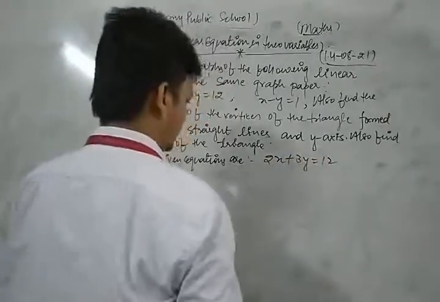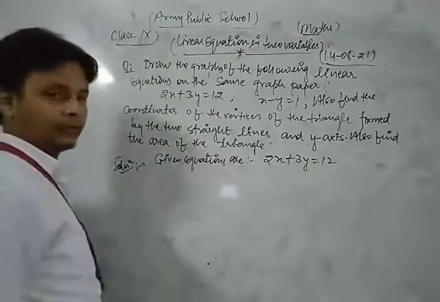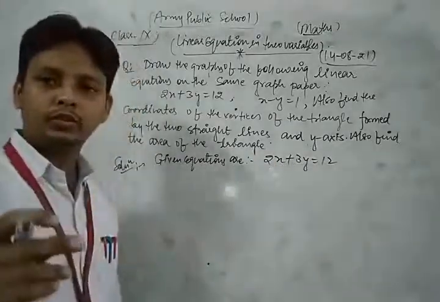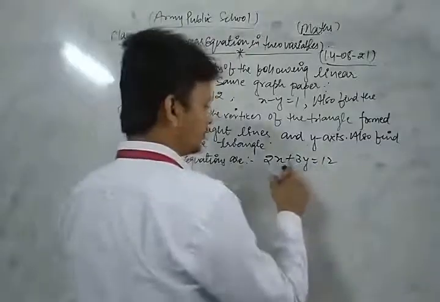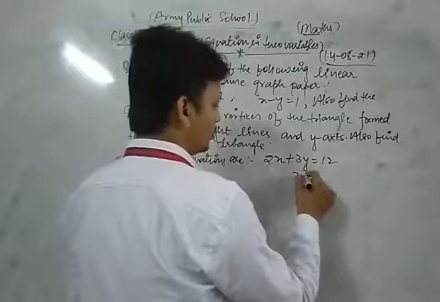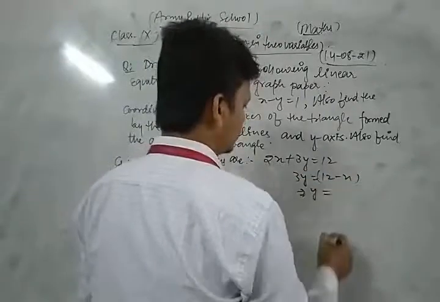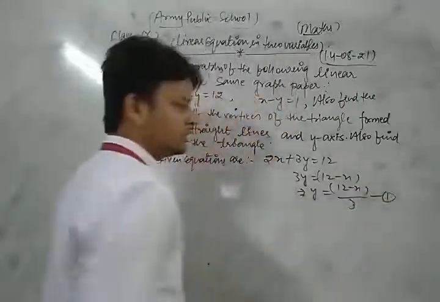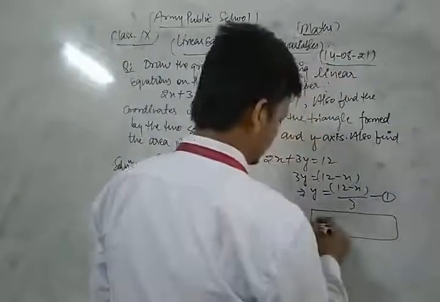First of all we prepare a table with the help of this equation. We find two important points. You know the method well. First of all we express y in terms of x. So 3y is equal to 12 minus 2x, y is equal to (12 minus 2x) upon 3. Take this as equation 1.